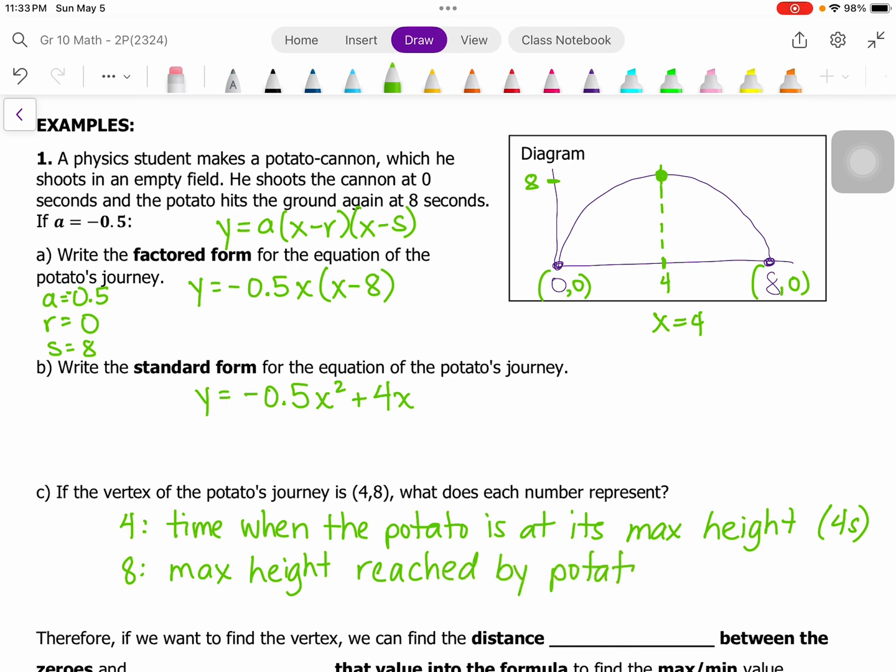Now it doesn't mention anywhere what units that height is in, so anytime we don't know units, we will just write the word units. So 8 units high, that could be feet, it could be meters, or something else, we don't really know.